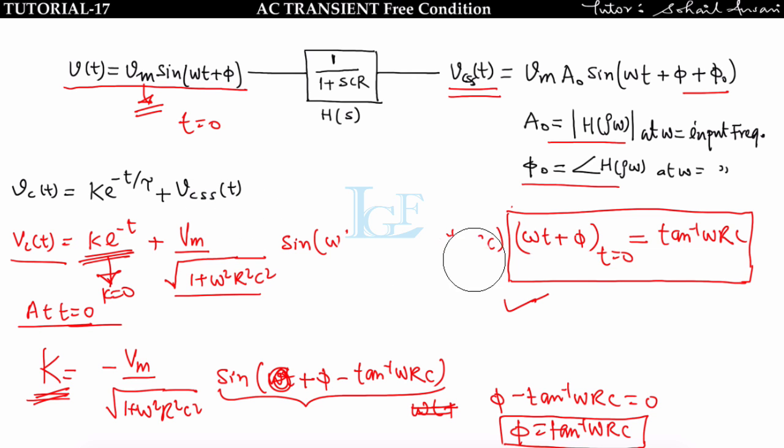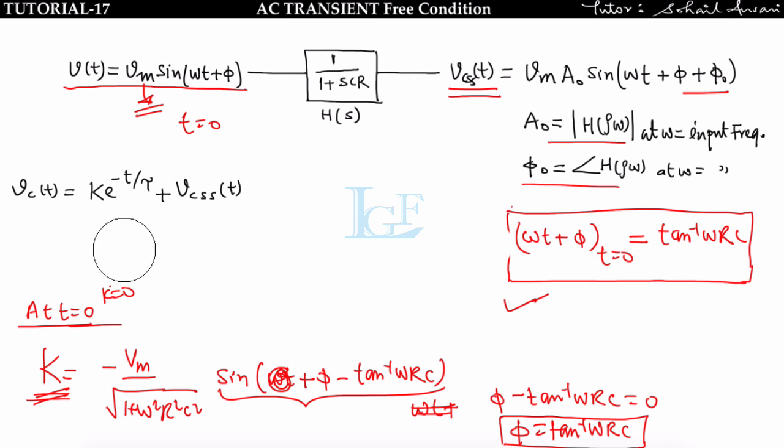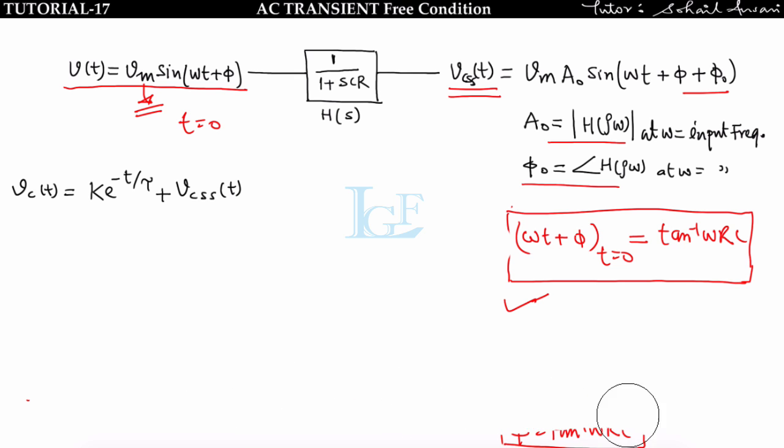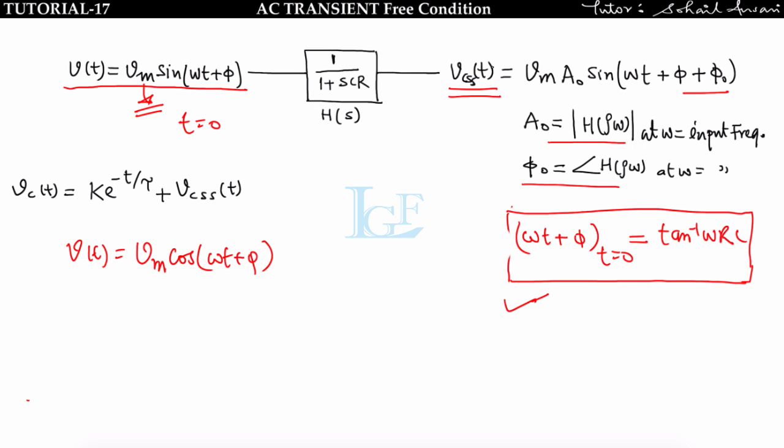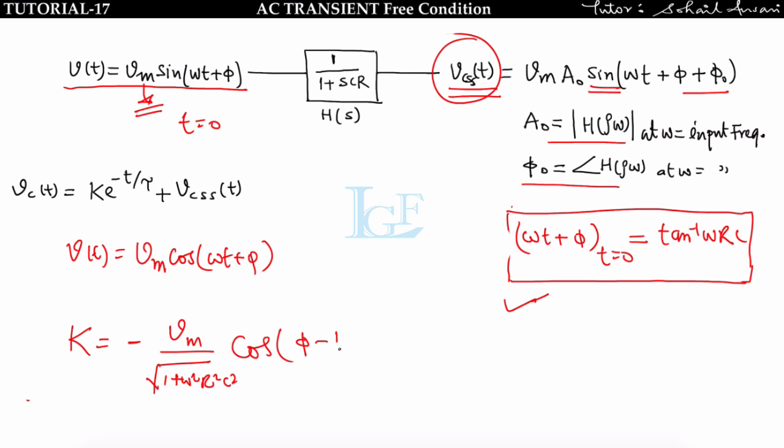What will happen if I apply the input voltage in cosine? If I apply v(t) equal to Vm cos(omega t plus phi), then you can find that the steady state response will also be in cos term. So finally you will get k equal to minus Vm upon under root 1 plus omega square R square C square, cos of phi minus tan inverse omega RC.